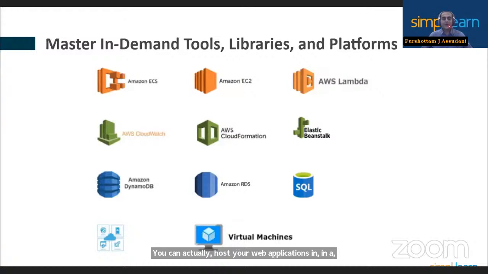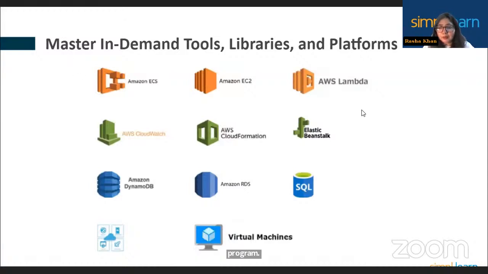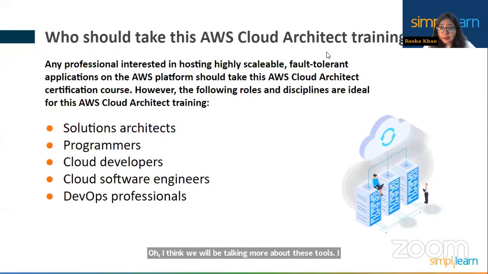Okay. So basically you can host your web applications in a PaaS-based manner, wherein the servers would be managed by AWS using Elastic Beanstalk. Then you have database services like DynamoDB to handle your NoSQL data, RDS to handle your relational data. Then you have the SQL service in Azure to again handle your SQL data. So these are a few of the services, plus there are many more services that would be covered in this program. Yeah. I think we will be talking more about these tools when we talk about the project demonstration as well. So let us know if you have any questions, folks.